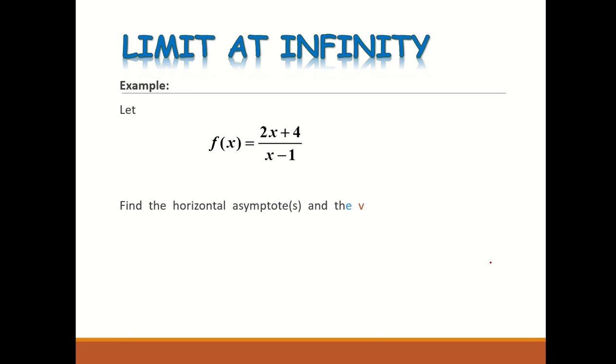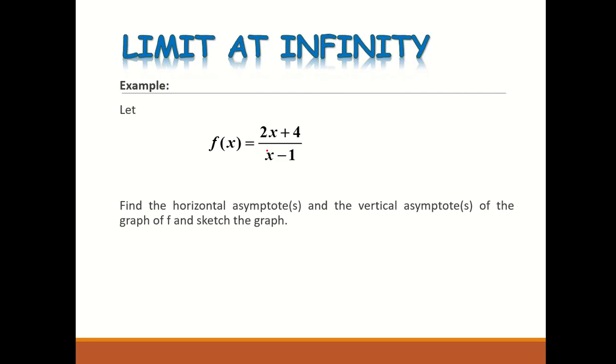Alright, so we have here an example. A rational function f of x equal to 2x plus 4 divided by x minus 1. If you're asked to find the horizontal asymptotes and the vertical asymptotes of the graph of f and sketch the graph, you have to graph this one and see the vertical and horizontal asymptote.